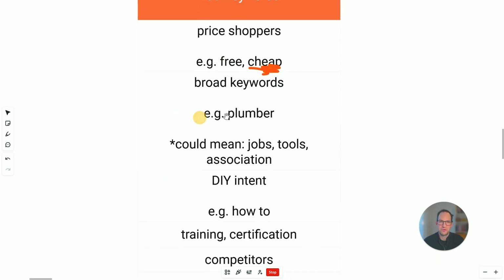Next type of keyword that you want to avoid is using really broad keywords. So keywords like plumber or whatever your service is. Problem with that sort of keyword is it could mean a lot of things. It could mean plumber jobs, plumber tools, plumber association. And clearly anyone typing those sorts of things into Google, well, they're not actually looking to hire a plumber. They're looking for other things. So having that sort of word in your account is really going to lower the cost per lead. There are circumstances when it's okay to have a broad one, but you've really got to be careful with the way that you use a word like that.